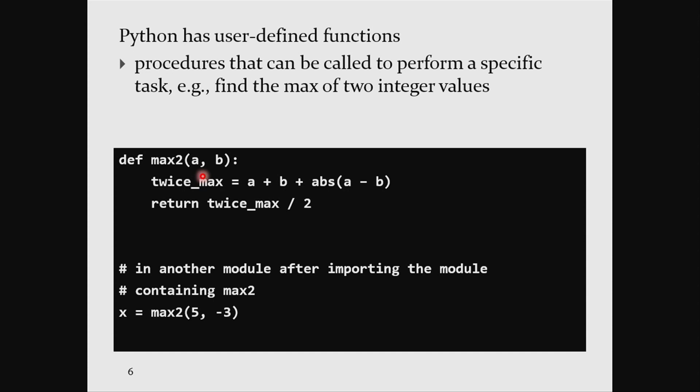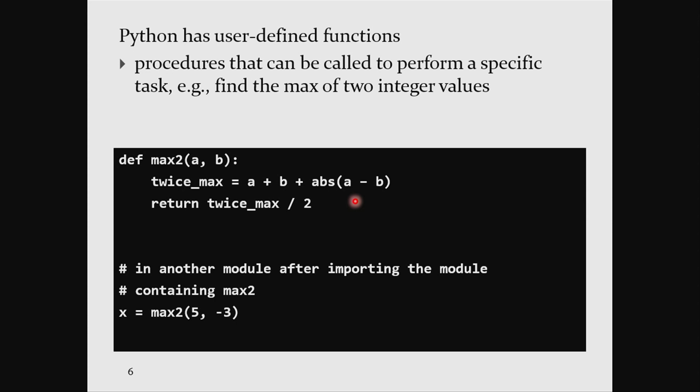So this is a very weird implementation of max2. Max2 is supposed to find the maximum of two values, a and b, and for our purposes, we're going to assume that they're ints. It's a weird implementation. Most of you would write this with an if statement, or you would just call the built-in Python function max. But here I'm writing it as (a + b + absolute value of a minus b).